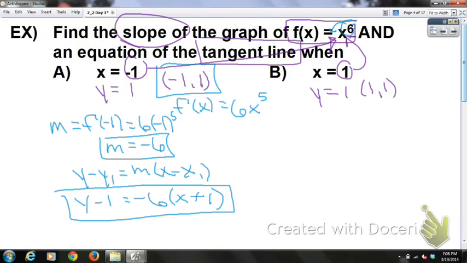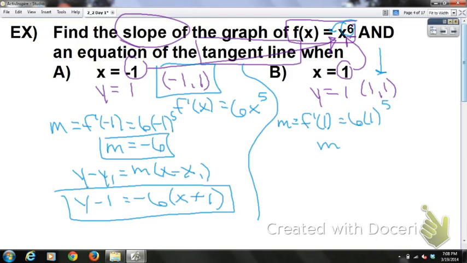Let's go ahead and finish b. We found the ordered pair earlier, so let's find the slope when x is 1 of our tangent line. To find our slope, we need to plug in 1 into our derivative. So m is equal to f prime of 1, which is equal to 6 times 1 to the fifth. 1 to the fifth power is 1. 1 times 6 is 6. So our slope for b is equal to 6.